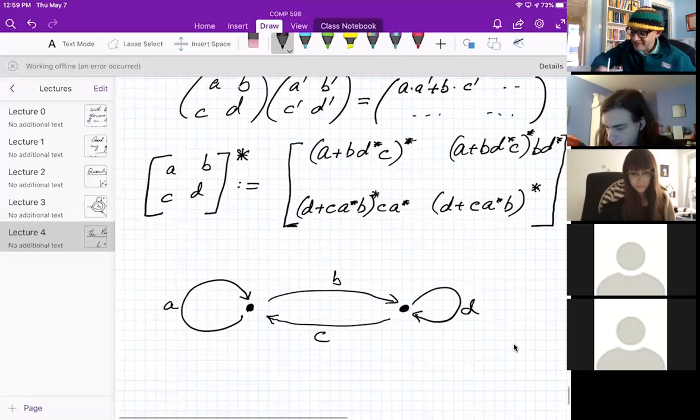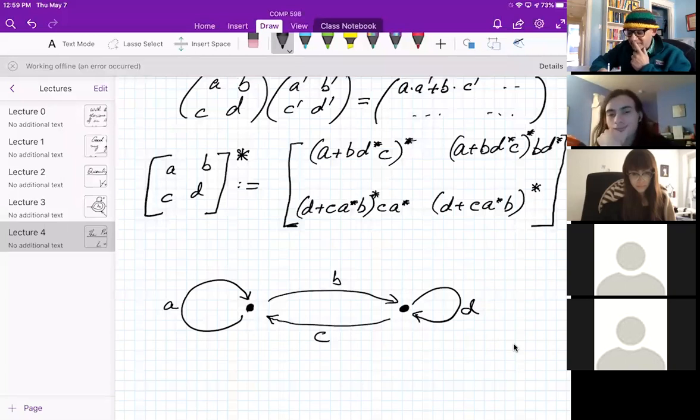Okay, now if you look at this picture, you can ask, how do I go from A to A following these loops? Well, I can do this, then I can go there, then I can go there a number of times, and I can come back, and I can just repeat that as many times as I want. And I'll end up from A to A, and that's indeed the first entry.